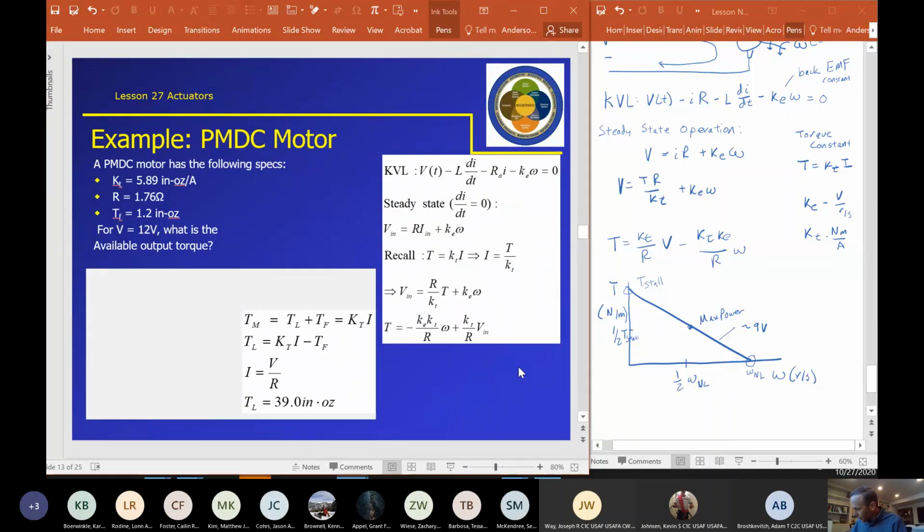Okay, let's look at an example problem. We have a permanent magnet DC motor with the following specs. What is the available output torque? We're given a torque constant, we're given resistance, and TF, this is friction torque. So that's just something we'll subtract out later.